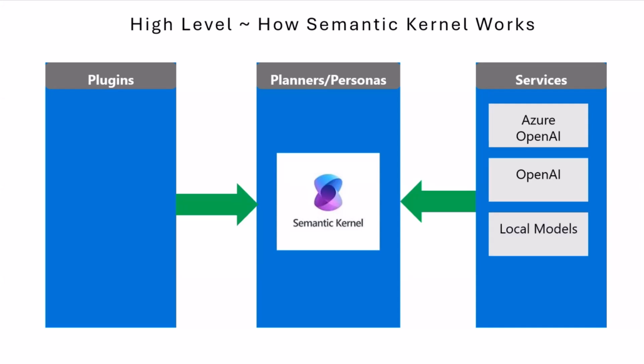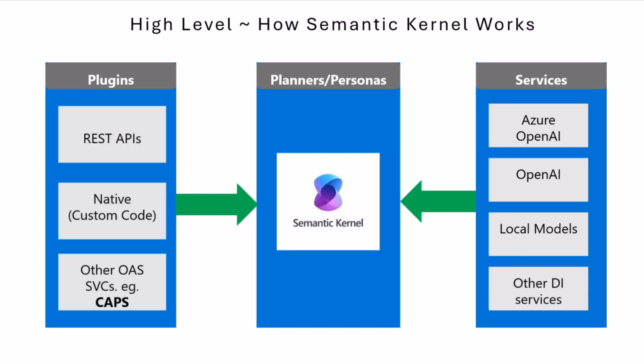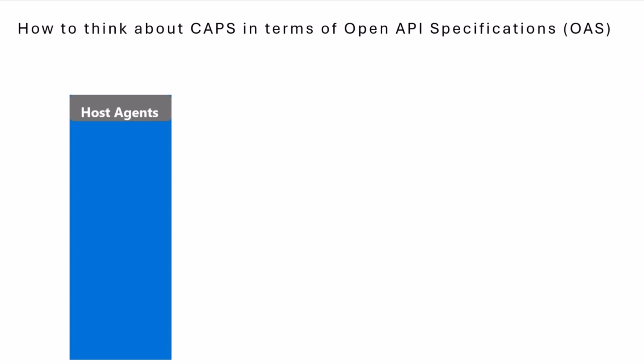Or it can be a local model that you have yourself, or it can be just about any other services that you want to expose using dependency injections. And on the flip side, plugins is what you've been using before. It could just be a REST API like the Graph API. It could be custom code that you have exposed as a class that you want to easily flip over into something with semantic kernel or other Open API services as well.